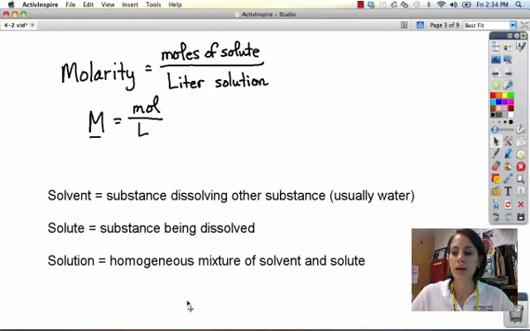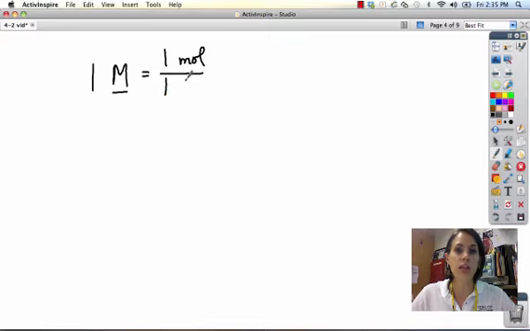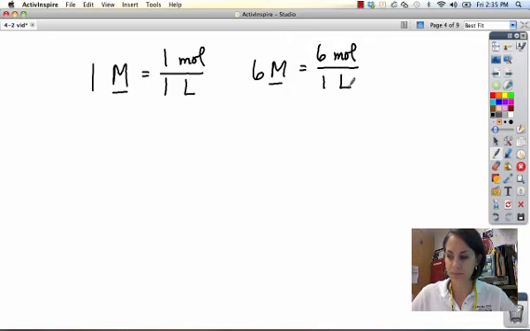So let's look a little bit generally at what concentration means. A 1 molar solution would consist of 1 mole of solute dissolved in 1 liter of solution. I'm just using simple numbers here to get the concept across. A 6 molar solution would consist of 6 moles of solute dissolved in 1 liter of solution.